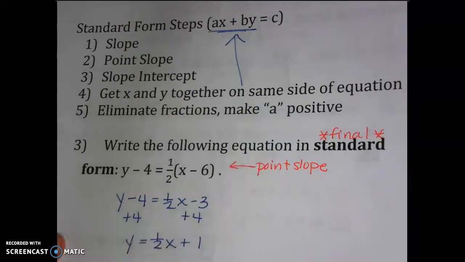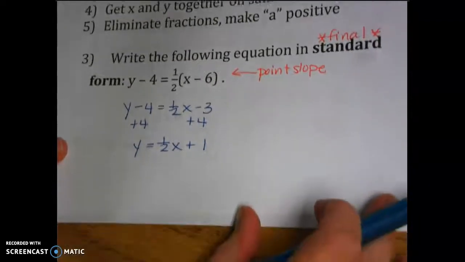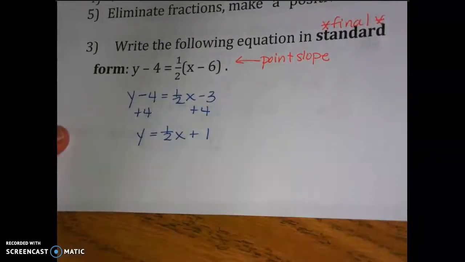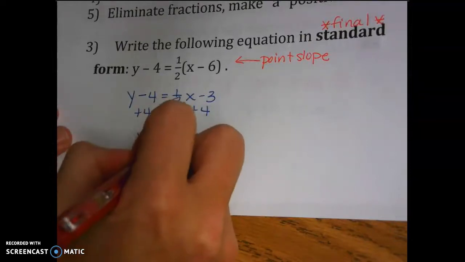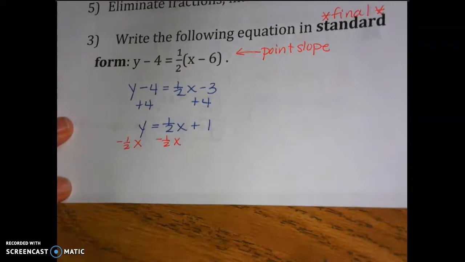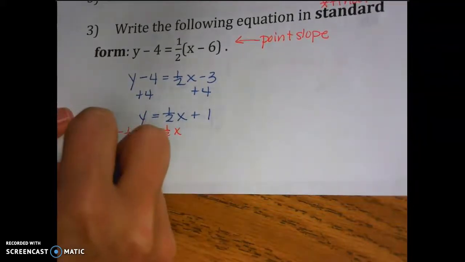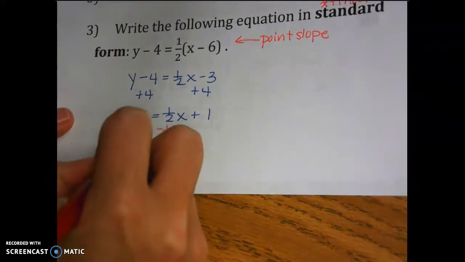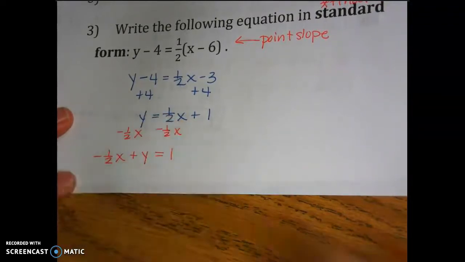So we're getting ready to move on to step 4, get x and y together on the same side. In order to do that, we have to subtract 1/2 x from both sides if we want to move it over. When I rewrite it, I want my x value to be first. So negative 1/2 x plus y equals 1. So that was step 4.